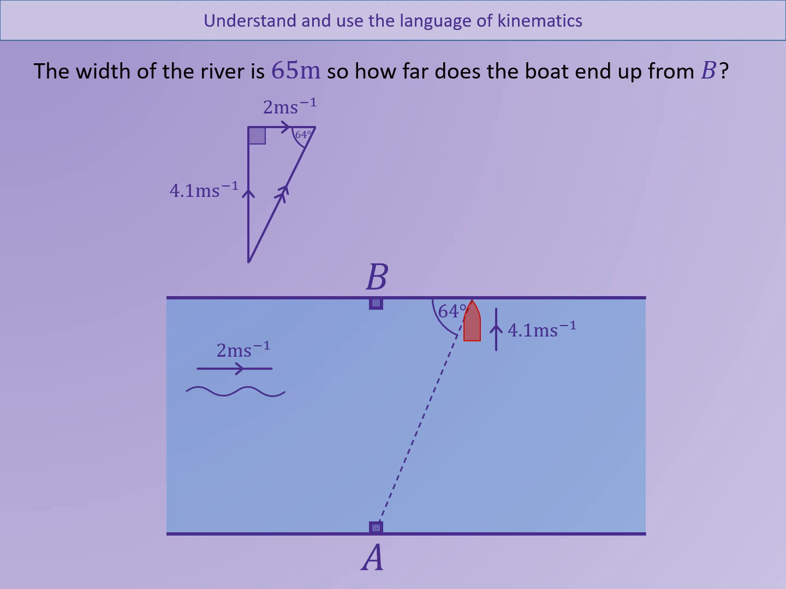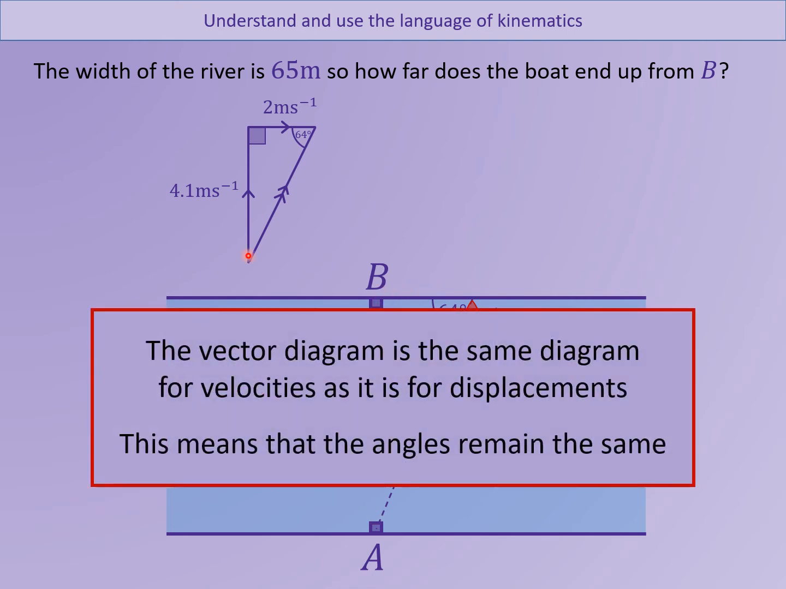Suppose the width of the river is 65 metres. We want to know how far the boat ends up away from B. So in other words, if we know this width here, we want to know this distance here. The vector diagram will be the same for the velocity as it is for displacements. So we can use the same angle.